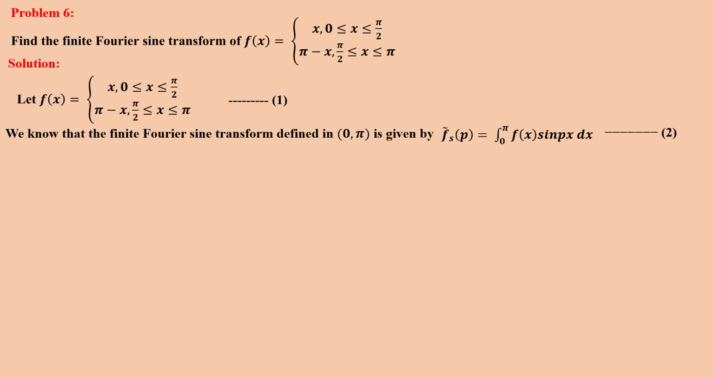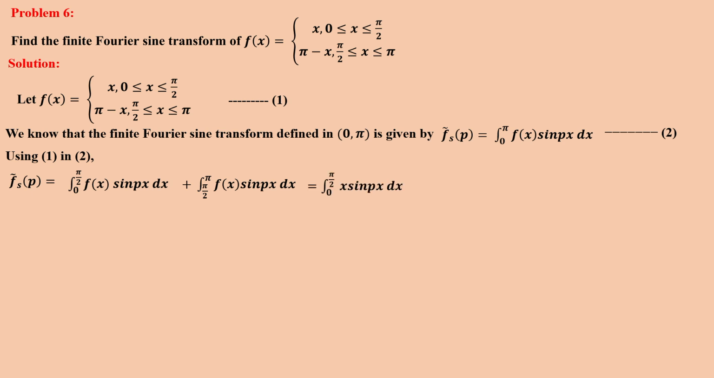One is with limit 0 to pi by 2, because f of x has two limits. One is 0 to pi by 2 and the other one is pi by 2 to pi. F of x has two values in two different intervals, so that is why we are splitting the integral into two. So integral 0 to pi by 2 f of x sine px dx plus integral pi by 2 to pi f of x sine px dx. Substitute the values of f of x corresponding to the intervals.